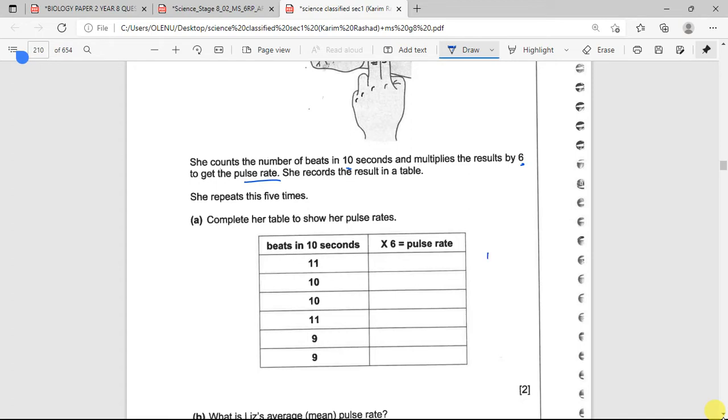So here it will be 11 times 6, which will give you 66. Then the second one will be 10 times 6, which will give you 60. This will also be 60. Yes, 11 times 6 will give you 66. 9 times 6 in this case will give you 54, and 9 times 6 again is 54. That's all for your 2 marks.